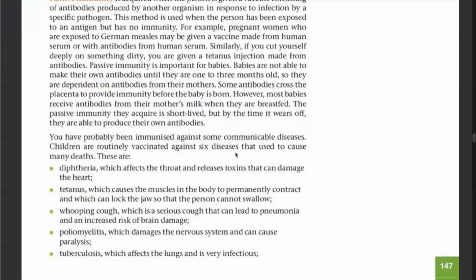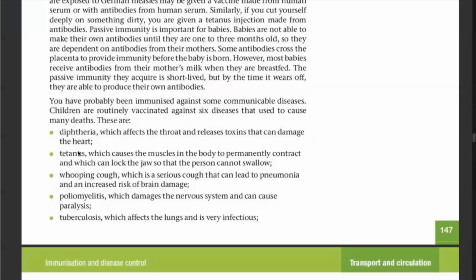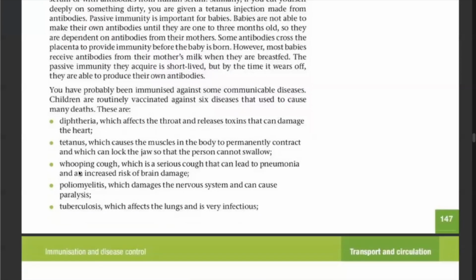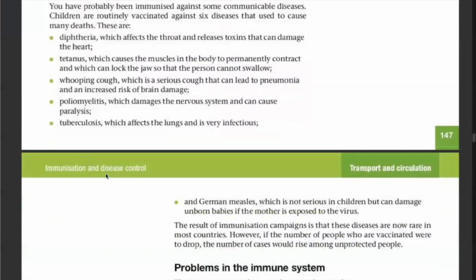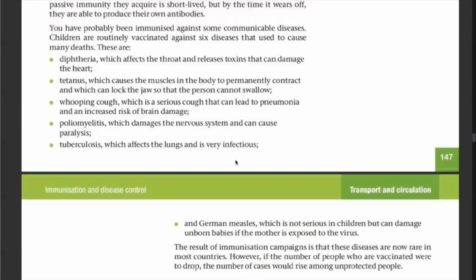Children are routinely vaccinated against 6 of these diseases that used to cause many deaths. We think about things like diphtheria, tetanus, whooping cough, poliomyelitis, tuberculosis, and German measles. You can pause the video and take a look at all that they do.